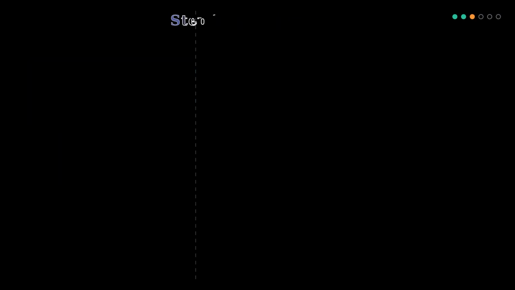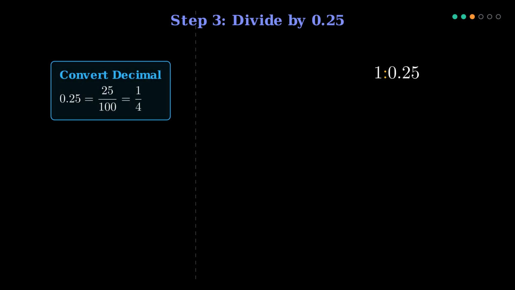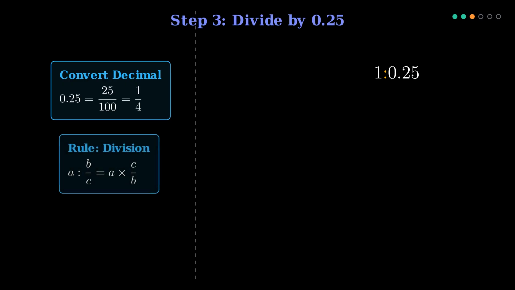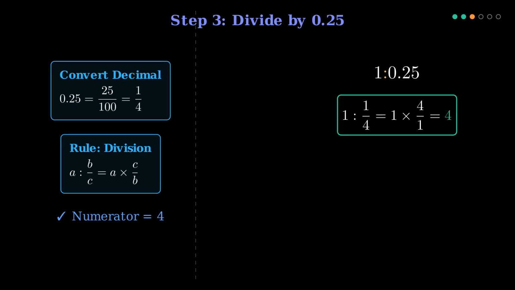Step 3. Divide by 0.25. We have 1 divided by 0.25. Converting decimals to fractions makes calculations easier. Dividing by a fraction means multiplying by its reciprocal. So 1 divided by 1/4 becomes 1 times 4, which equals 4. Great. The entire numerator equals 4.